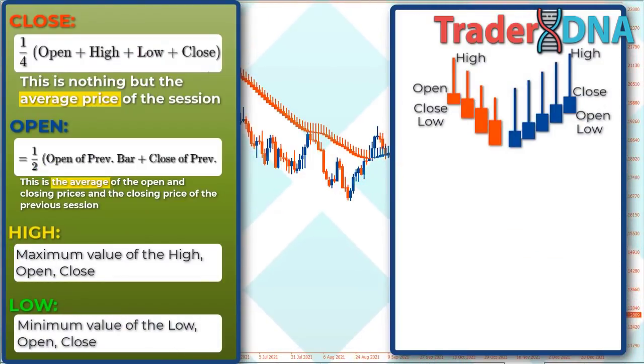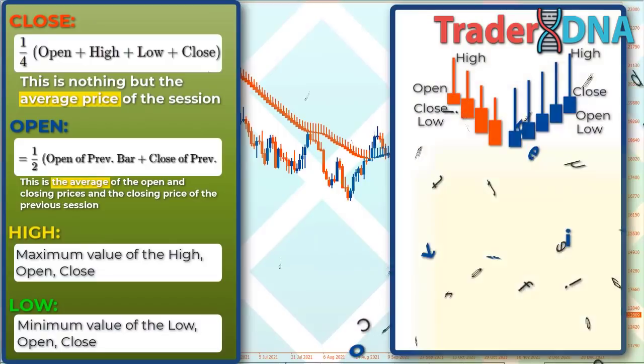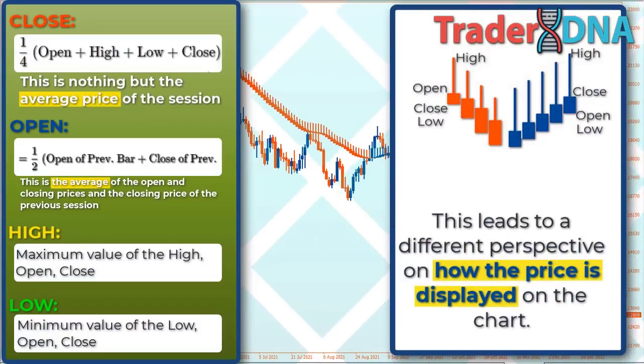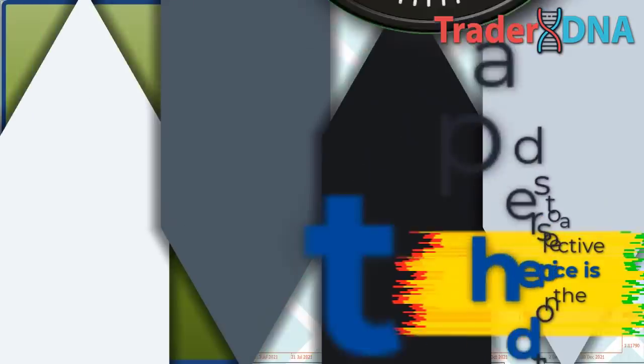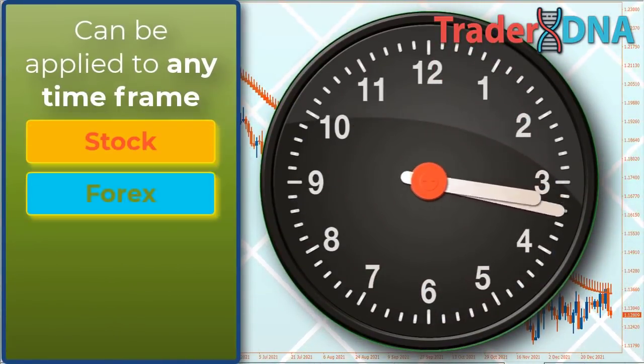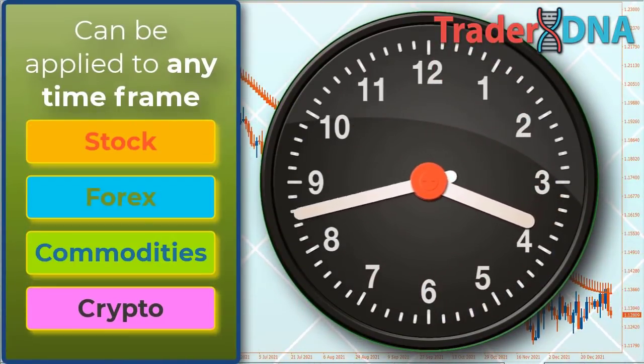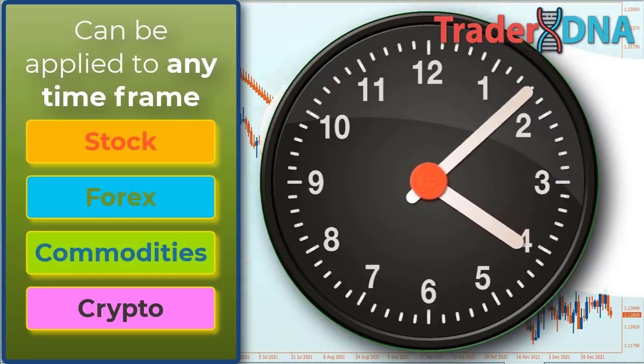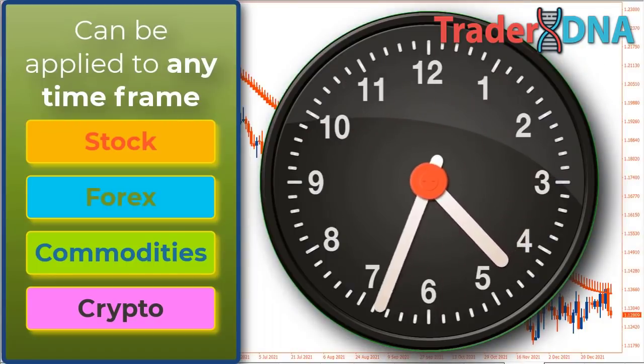What you can see from the calculation is that the Heiken Ashi price chart gives attention to both the high and the low as well as the closing prices. This leads to a different perspective on how the price is displayed on the chart. The Heiken Ashi chart can be applied to any time frame and to any market like stock, Forex, commodities, and cryptocurrencies. It behaves the same way as you would expect a regular candlestick chart to work.